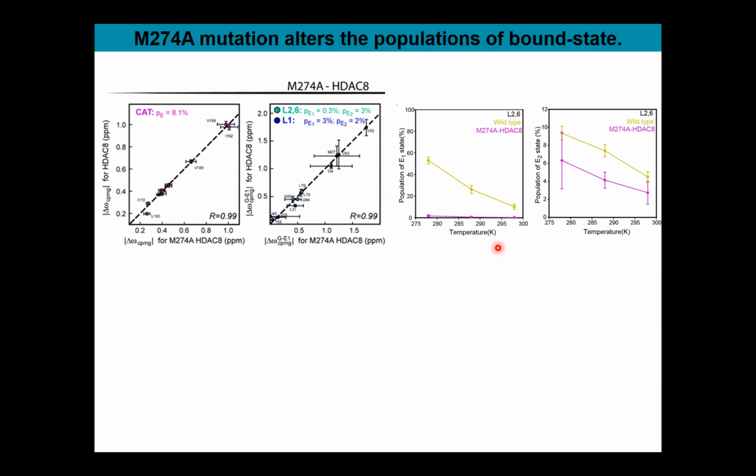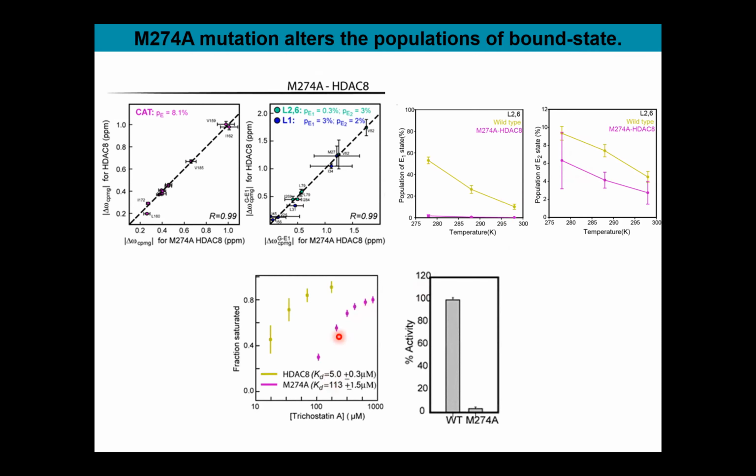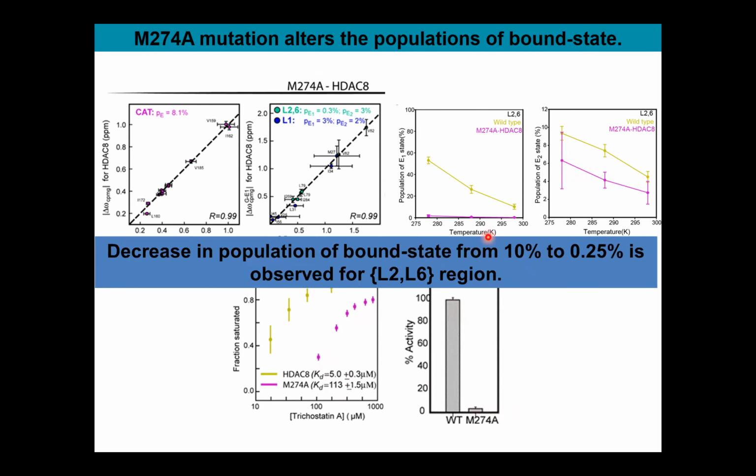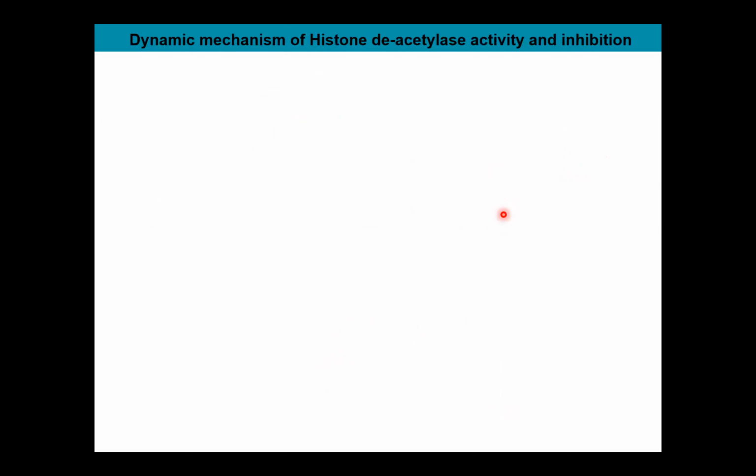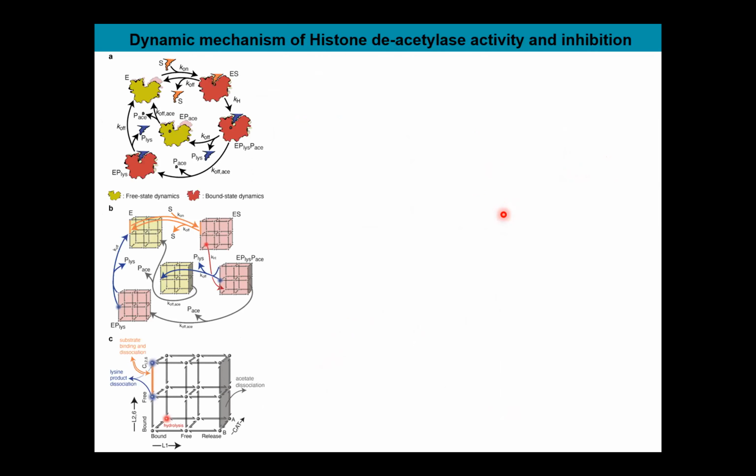excited state 1, almost there is no change in the population of the excited state 2. But when I did the titration study, I found a KD value from 5 to 113 micromolar and change in KD, change in activity from 100 to 3%. And again, the change in the KD value is very well correlated with the change in the population of the bound state. Now the question arises, can I make a dynamic mechanism by putting all the data together to illustrate a dynamic mechanism of the histone deacetylase activity?